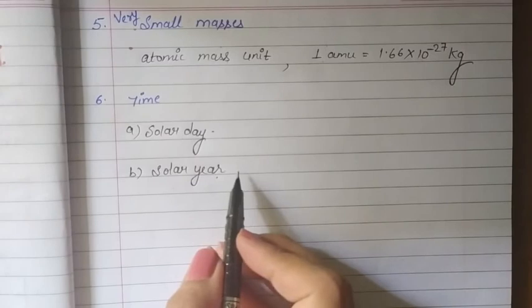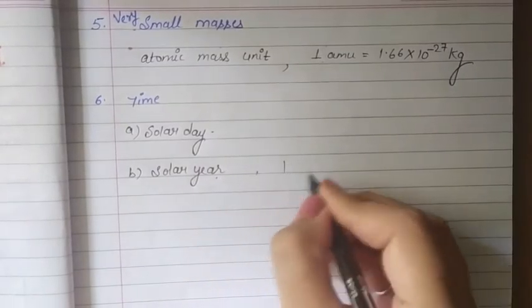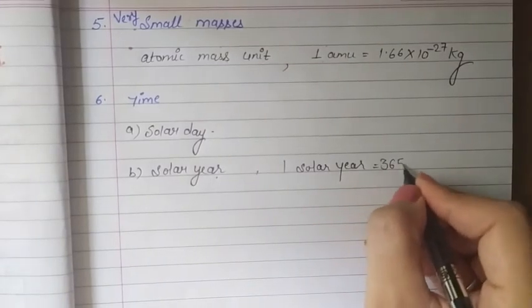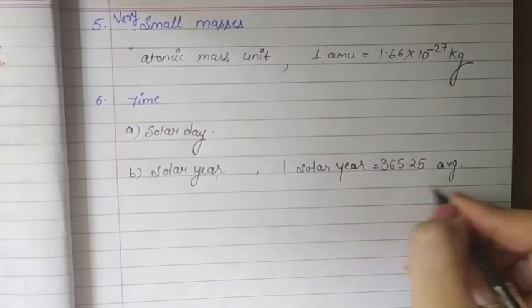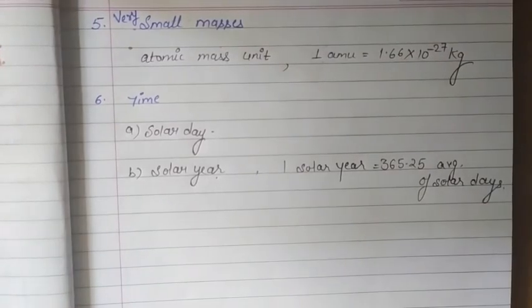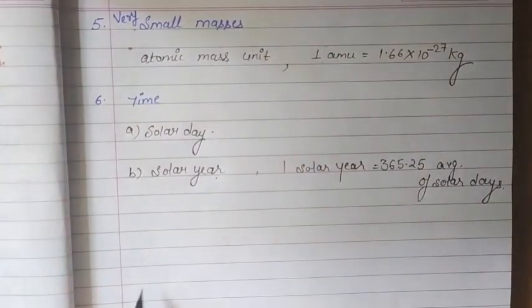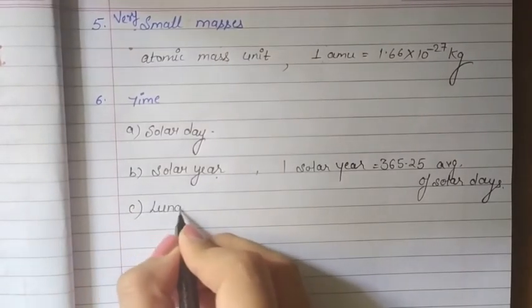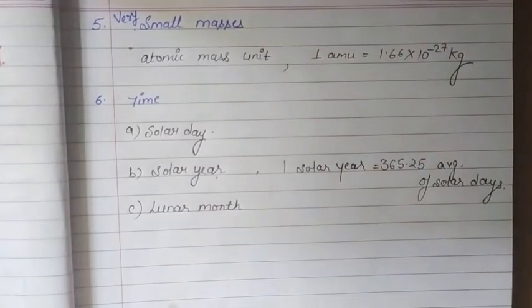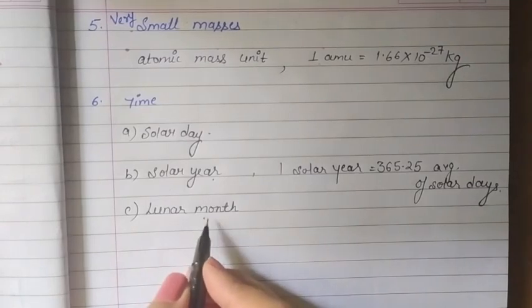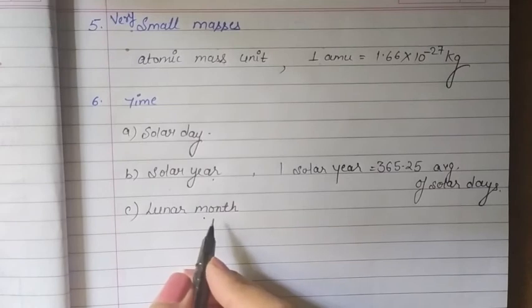And 1 solar year is actually equal to 365.25 average of solar days, right? 365.25. After that, the next unit in which we can measure time is lunar month. Now it is the time taken by the moon to complete one revolution around the earth in its orbit. So lunar month is the time taken by moon to complete one revolution around the earth in its orbit, right?